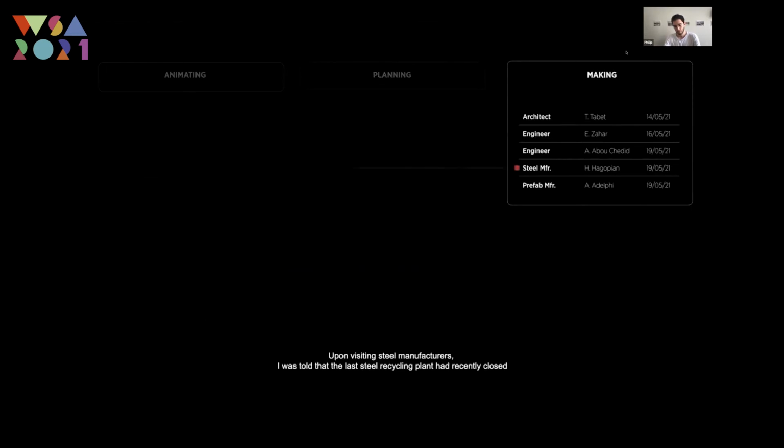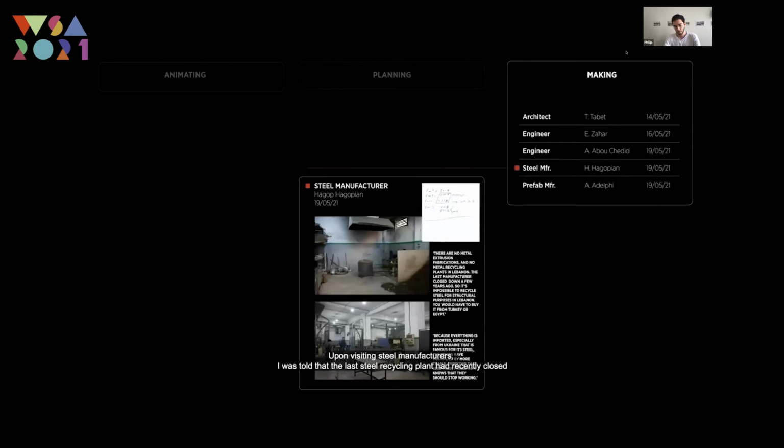Upon visiting steel manufacturers, I was told that the last steel recycling plant had recently closed and that the only remaining construction materials are imported at exorbitant prices. This soars the price of construction, which reaffirms the need for external forms of finances.